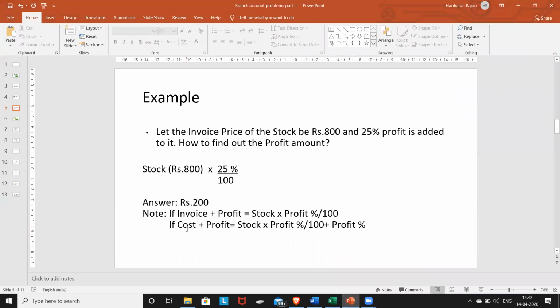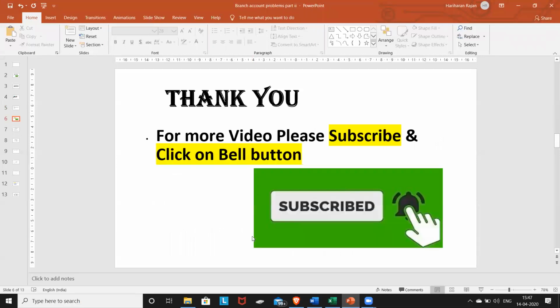Next we'll be doing the problem on cost plus profit, how it has to be treated using this formula.